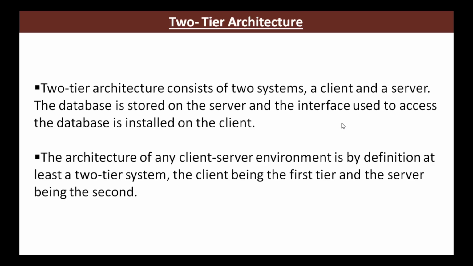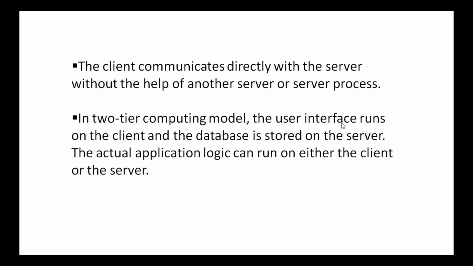That means what is server and what is client? The entire database and DBMS is stored on the server itself. And the client is a system on which the interface used to access the database is installed. That means here in two-tier architecture, the client is the first tier and the server is the second tier.